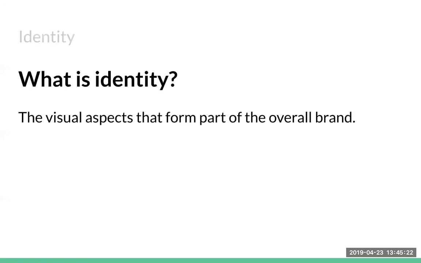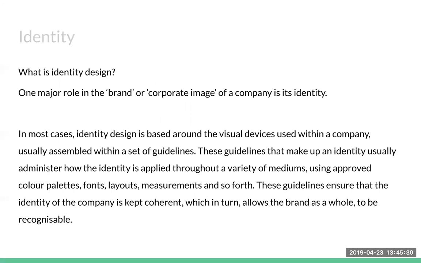So then we have identity, which is the visual aspects that form part of the overall brand. So when we think about identity design, one major role in the brand or the corporate image of a company is its identity. In most cases, identity design is based around the visual devices used within a company, and it's usually assembled with a set of guidelines. So think of what we're making this week for our assignment.